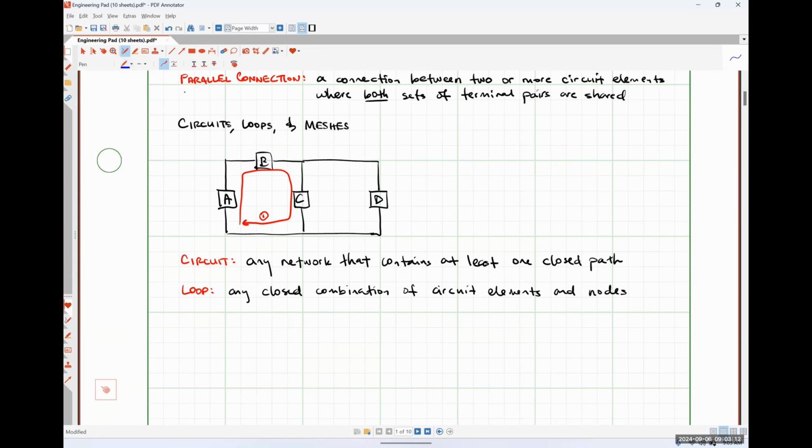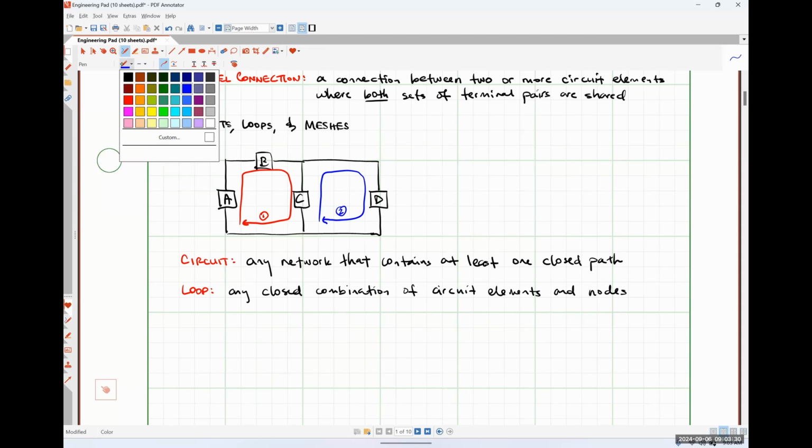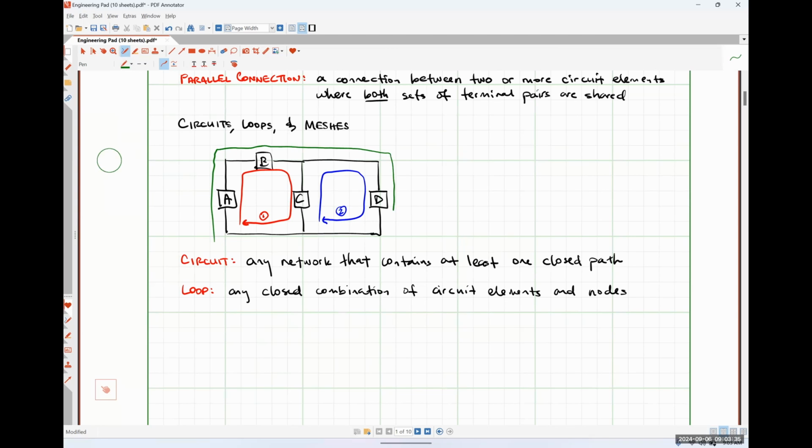What's the second one that you see? C to D. So something like this. Okay. So somebody who said the answer was 3, tell me what the third one is. Yeah, the one around the outside. Absolutely. That is also a closed loop or closed path. So any closed combination of circuit elements and nodes forms a loop.